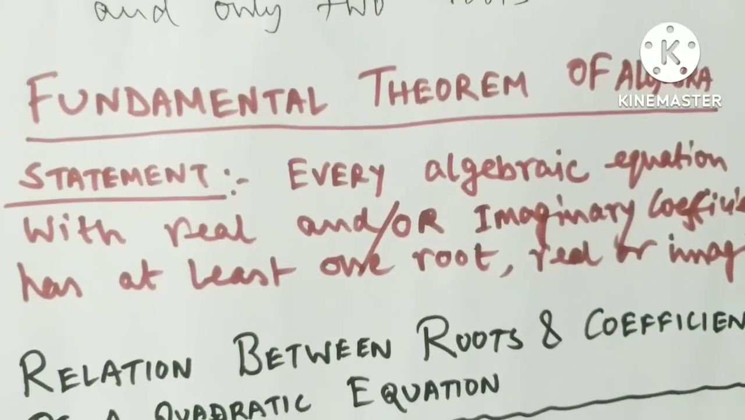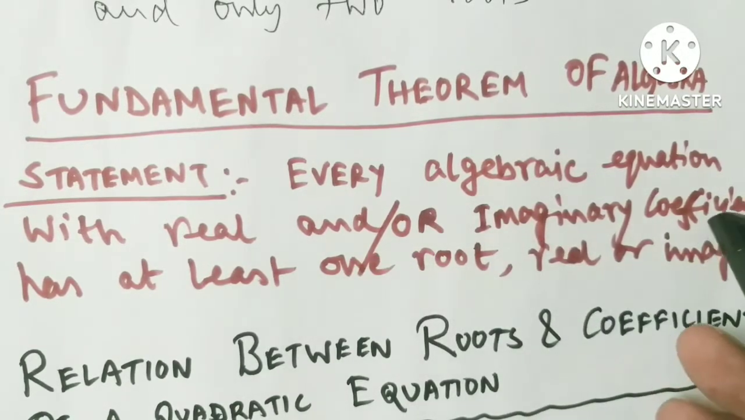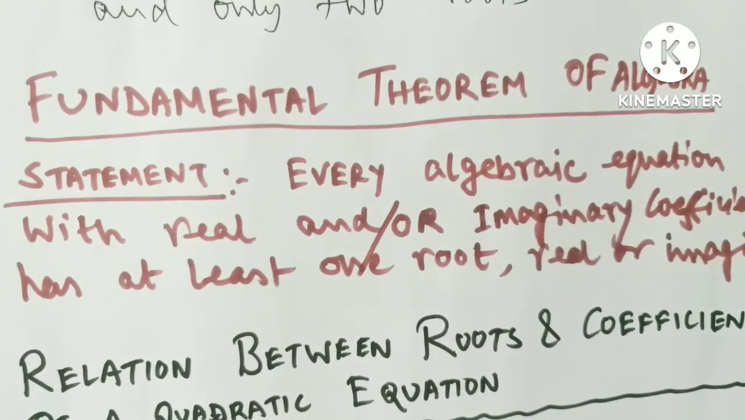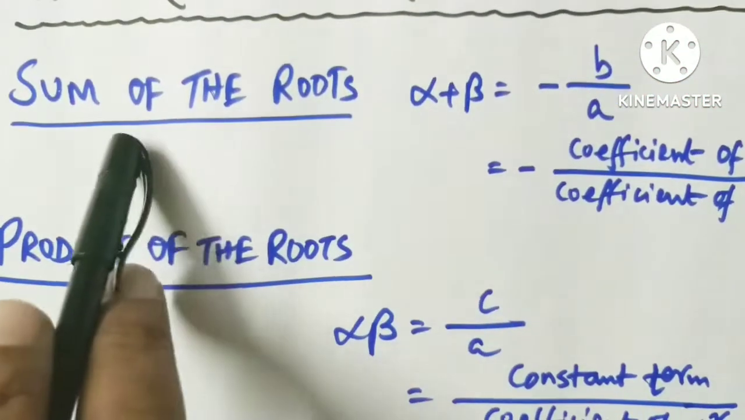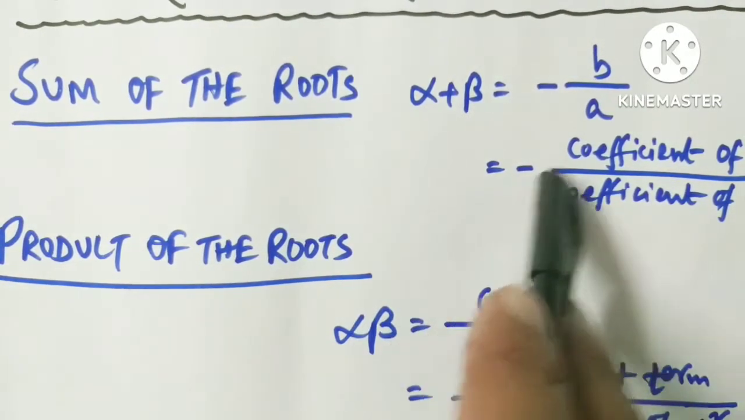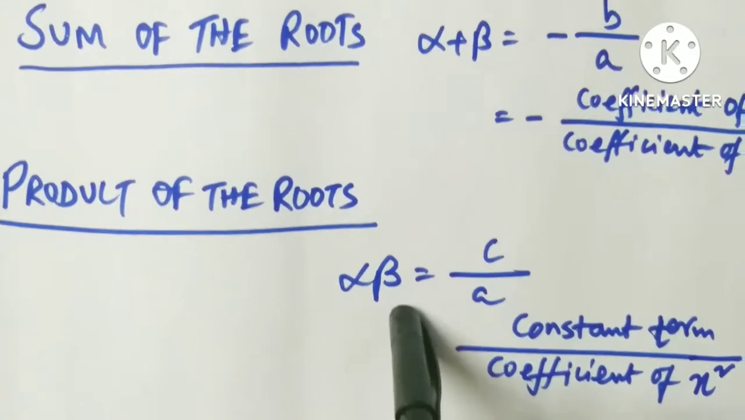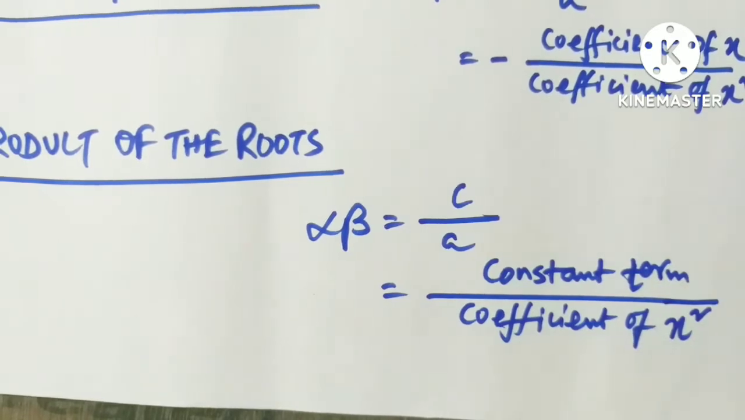Now we will mention the fundamental theorem of algebra regarding quadratic equation. The statement is that every algebraic equation with real or imaginary coefficients has at least one root, real or imaginary. Now we get the relationship between roots and coefficients of a quadratic equation. Sum of the roots, alpha + beta = −b/a, that is minus the coefficient of x by the coefficient of x², and product of the roots, alpha × beta = c/a, that is the constant term by the coefficient of x².